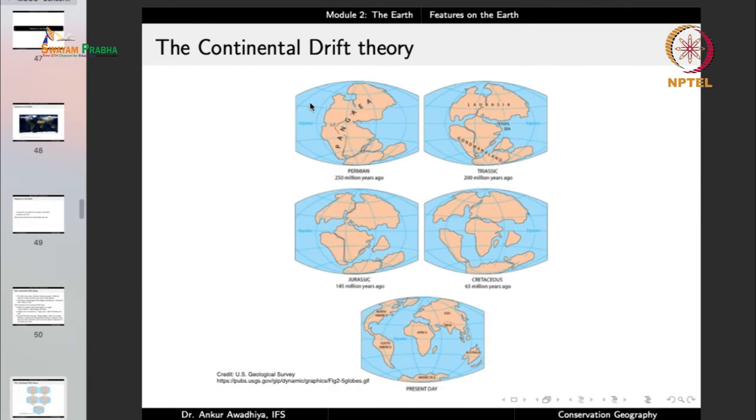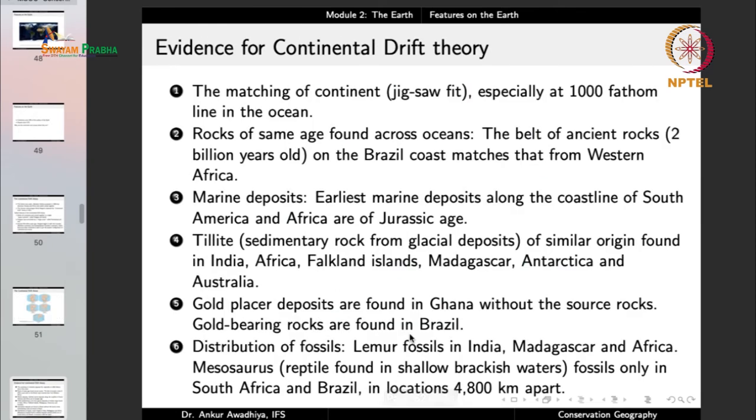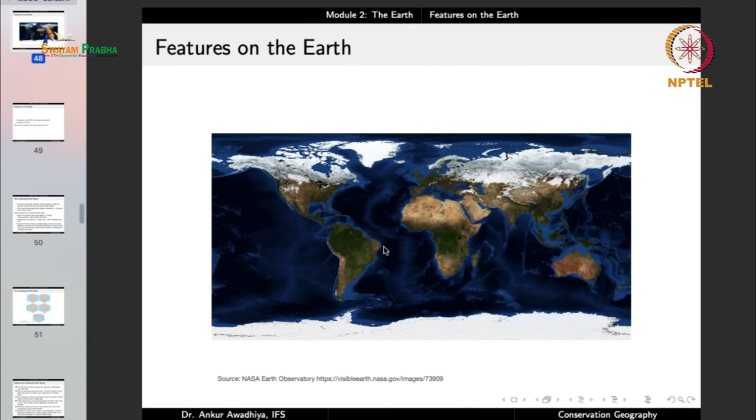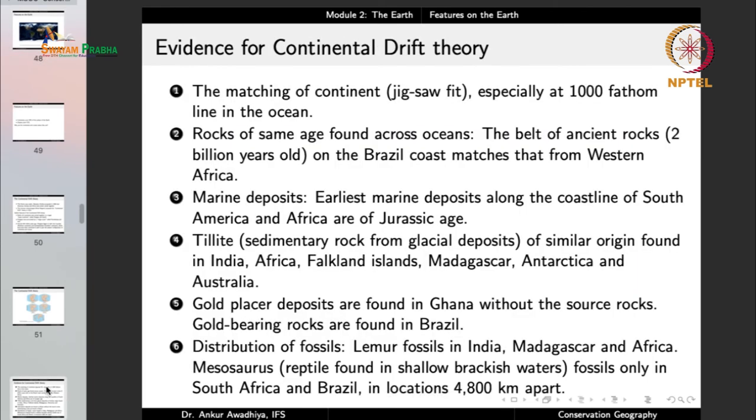So this is the brief of continental drift theory. Earlier you had Pangaea and Panthalassa, and then it split to form Laurasia and Gondwanaland, which have continued to split and the continents have been moving, and this is the current configuration. There are several evidences for continental drift theory, such as the matching of the continents or the jigsaw effect. If you look at this portion in South America and this portion in Africa, we can actually move South America and the map will very closely match here.